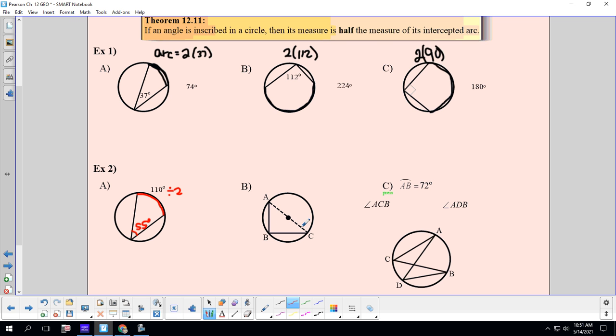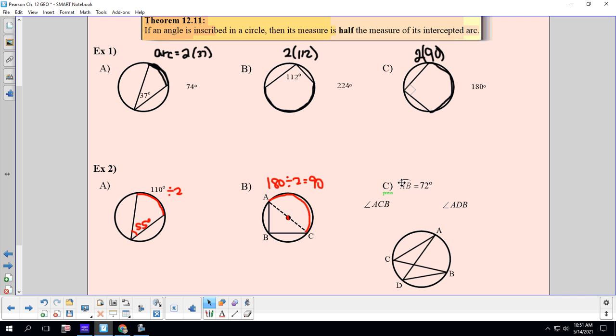All right, we have a diameter situation. Remember, if we have a chord that goes through the center, that is the diameter. The diameter always creates an arc of 180 degrees. So half of 180 is 90.